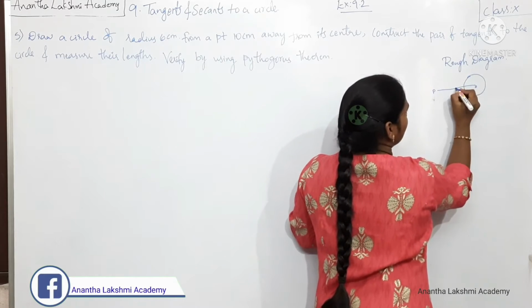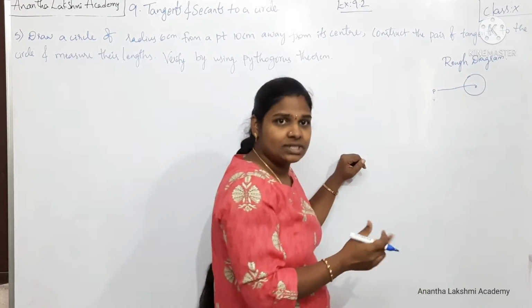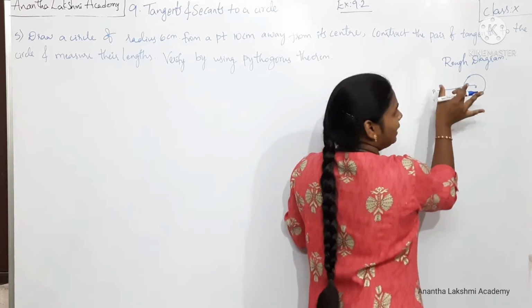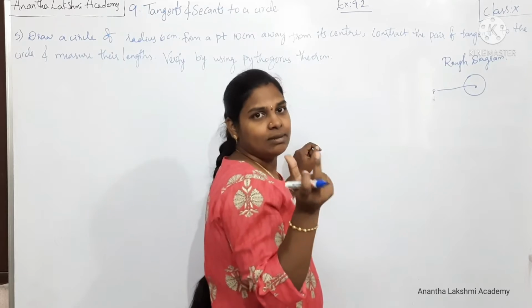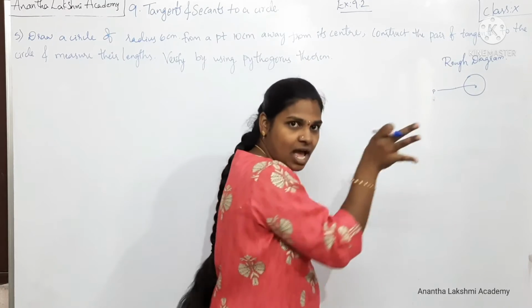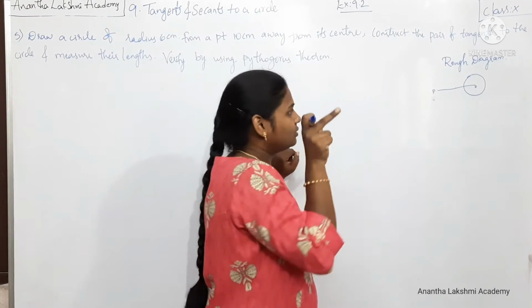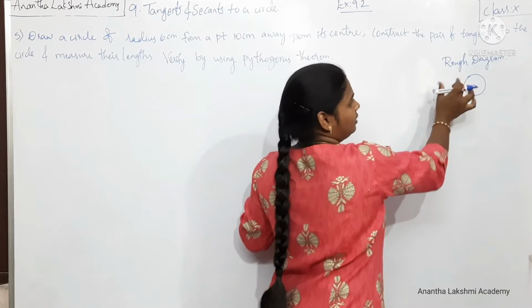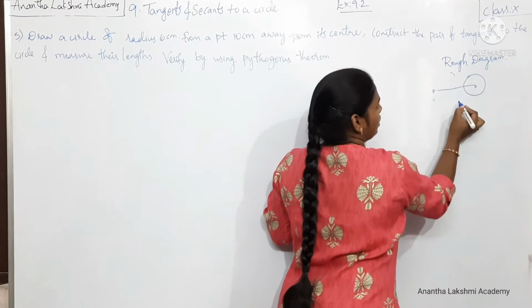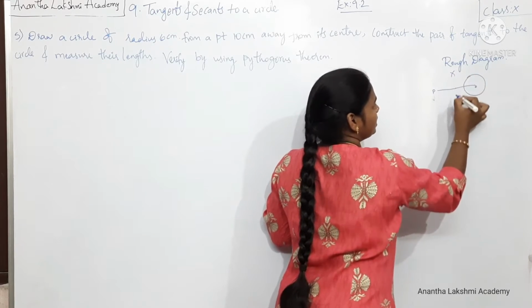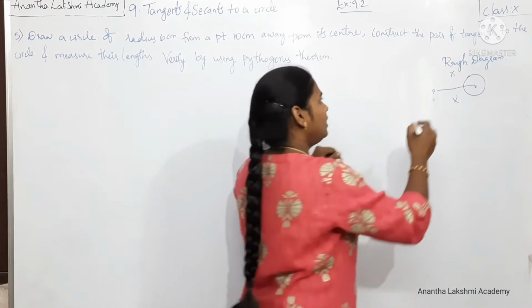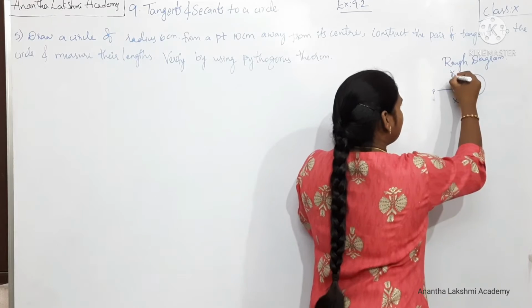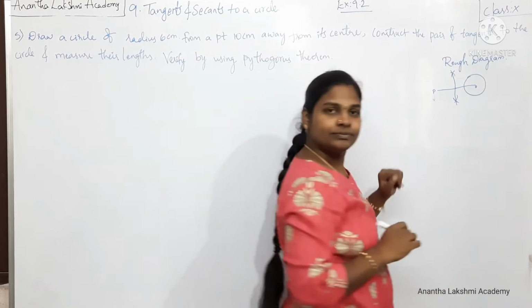Okay, now how do we draw tangents? We draw a perpendicular bisector for the line OP. How do we draw a perpendicular bisector? With more than half the length, you need to draw two arcs here, upside and downside, from point P and from point O. That way we will get a perpendicular bisector.